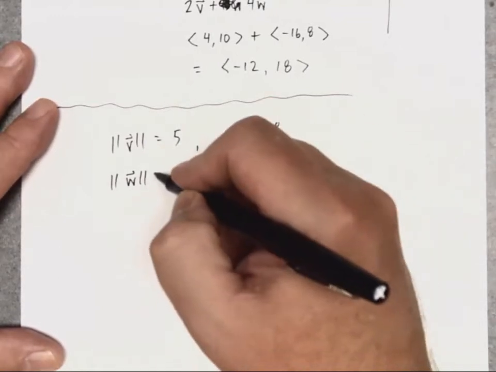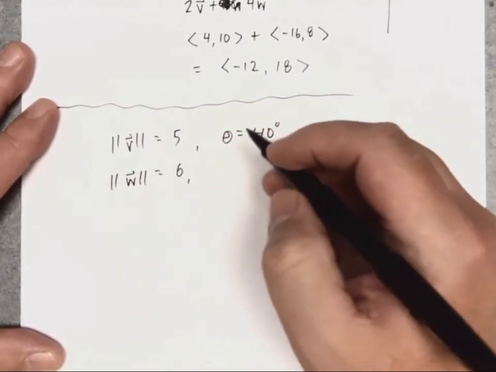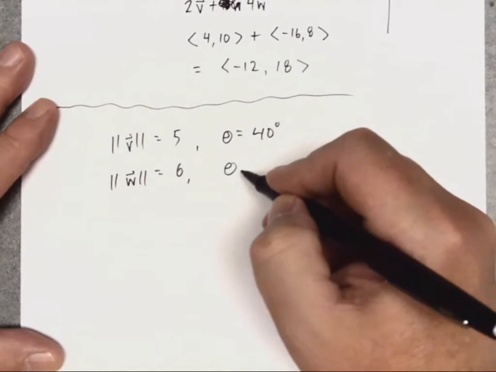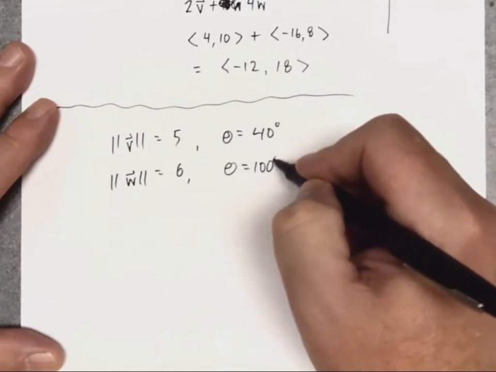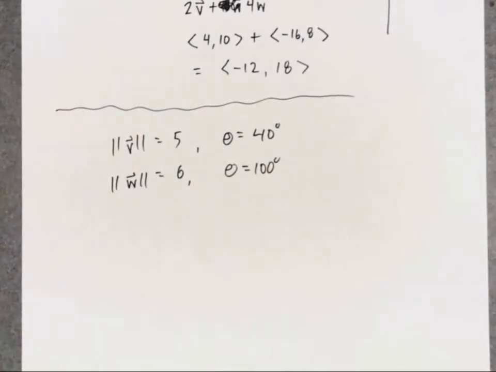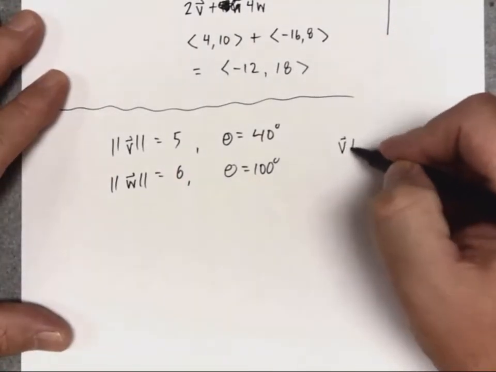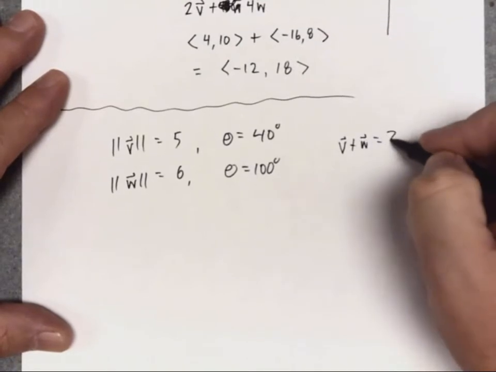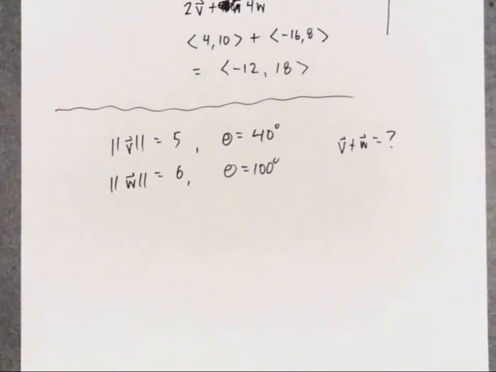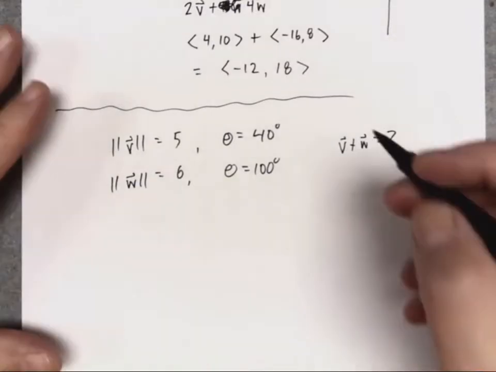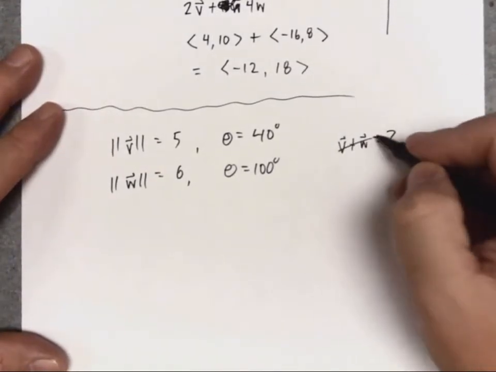Vector w, the magnitude is 6, and the angle of this one is 100 degrees. And we want to add these together. Basically, we want to add the two vectors together. What does it equal? And we want the answer to also be in the same form, with a magnitude and a direction.